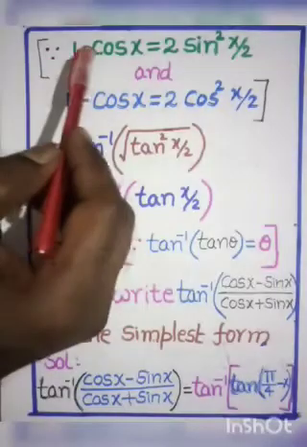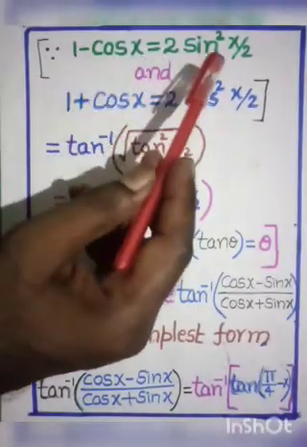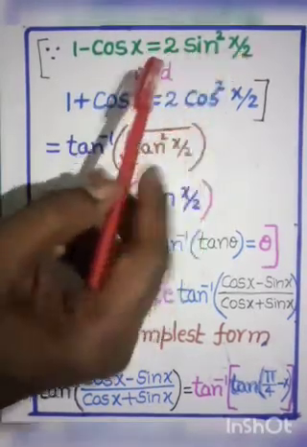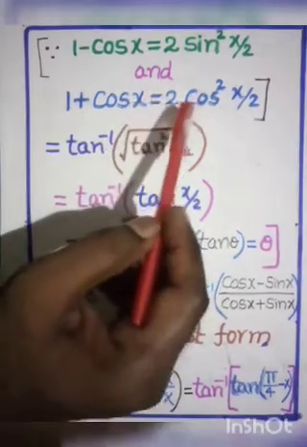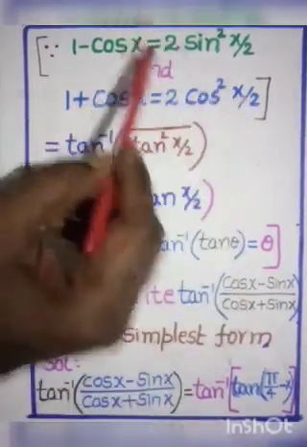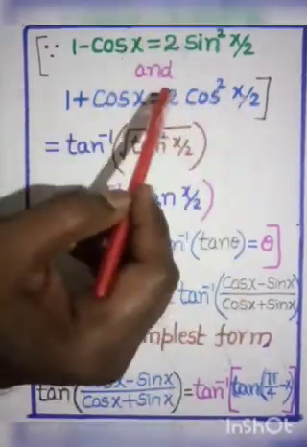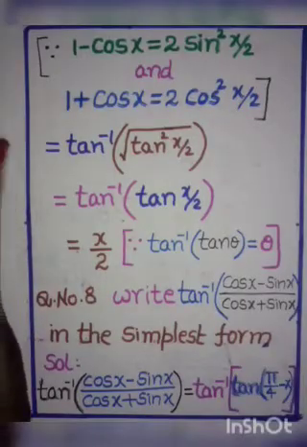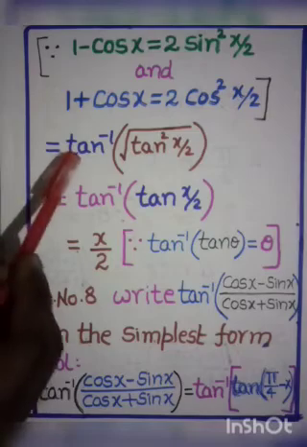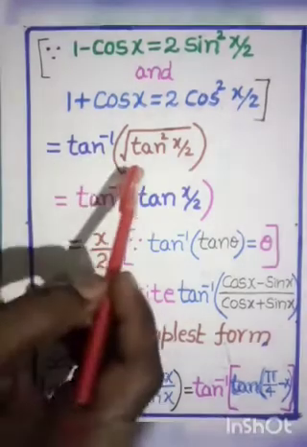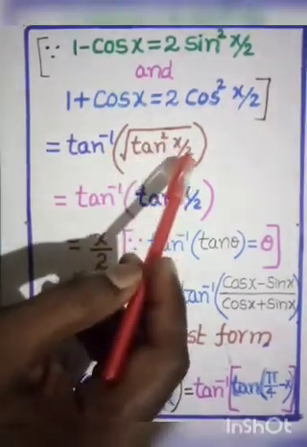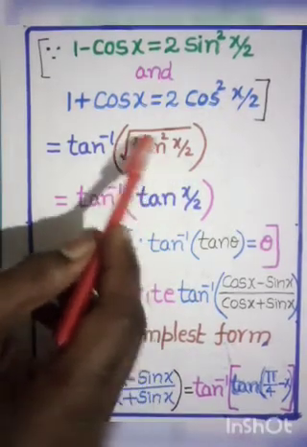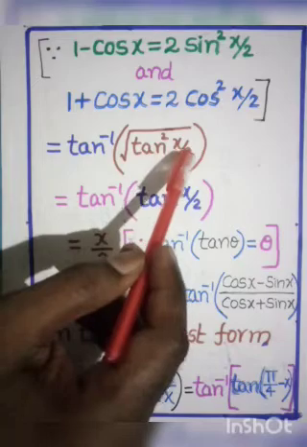So I wrote here the half angle formulas: 1 minus cos x is equal to 2 sin square x by 2, and 1 plus cos x is equal to 2 cos square x by 2. By using these half angle formulas, I wrote the previous step. Understood that step, my dear children? Right. That is equal to tan inverse of square root of tan square x by 2. By simplifying the terms, we get under the square root tan square x by 2.